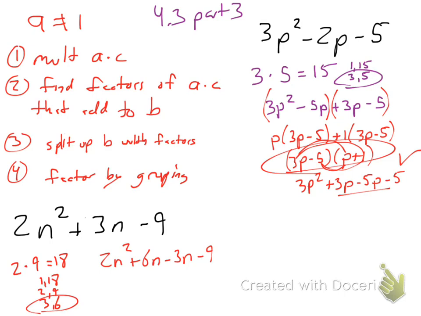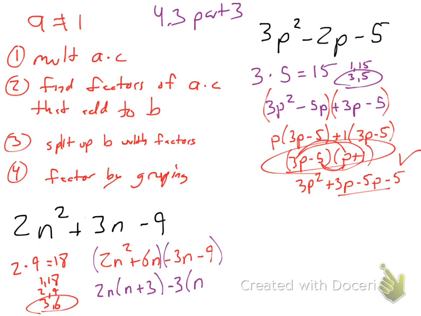And then if I switch here to colors, parentheses around the first 2 and the second 2, I can take a 2n out of the first group to get me n plus 3. And, well, wait a minute. The second group, I need this to be a positive n. But it's a negative 3n. So guess what? I'm going to take the negative 3 out. And that leaves me with n.